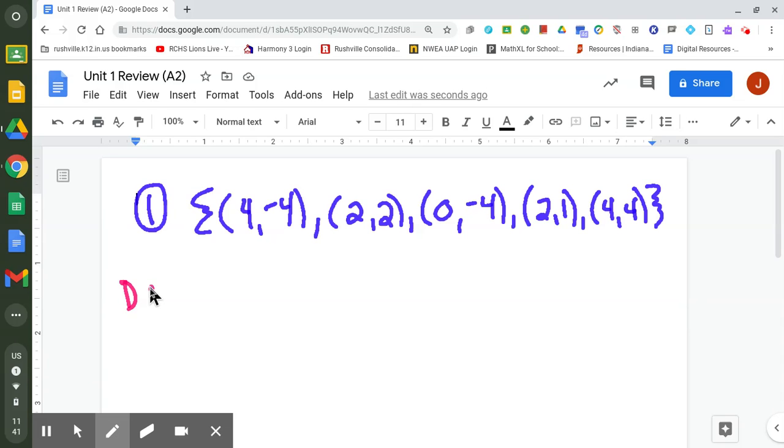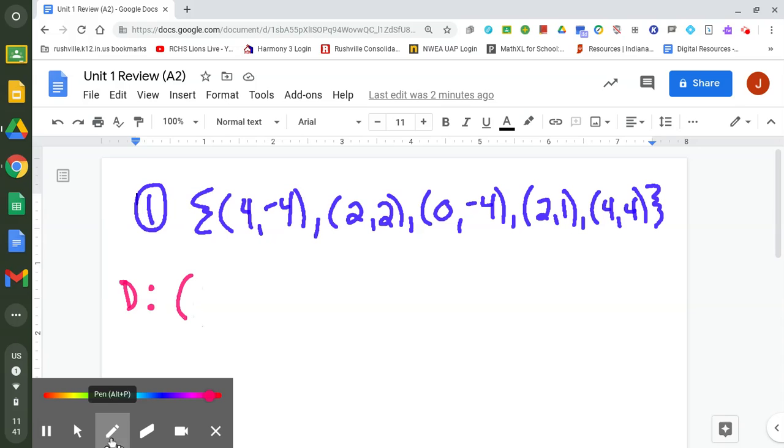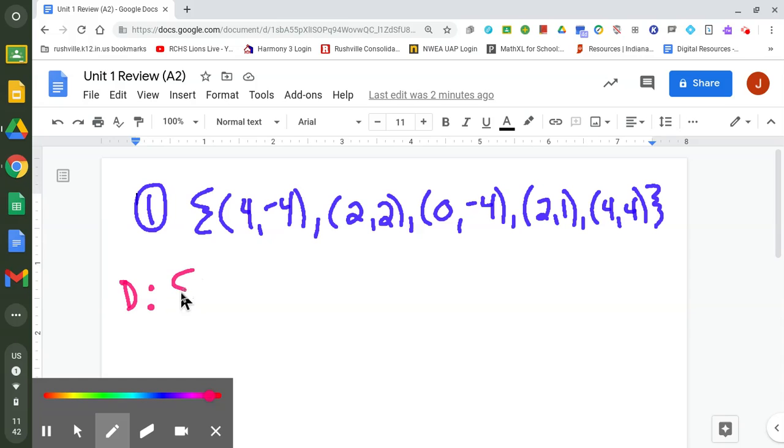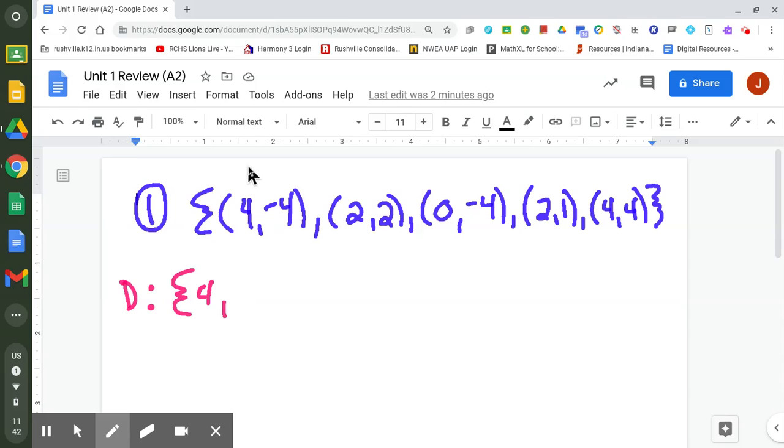Domain are your x values. So we list them with the solution set. So one of my x's is 4, and that's the first number in your ordered pair. I have a 2, 0. Now I have another 2, so I don't need to list it again, and I have another 4, so I don't need to list it again. So the domain for this set of ordered pairs is 4, 2, 0.